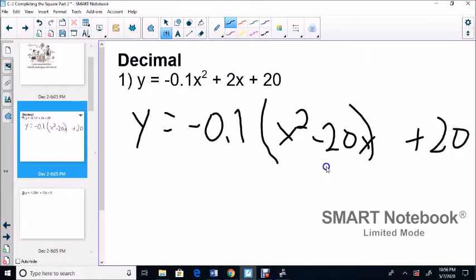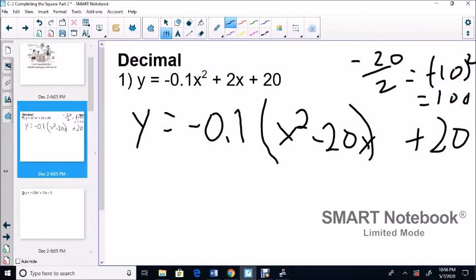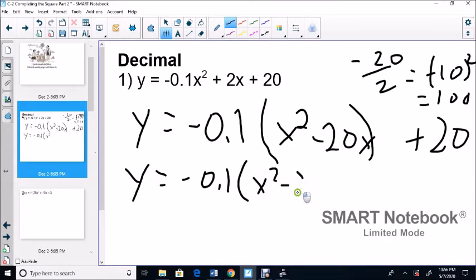Now I take the minus 20, I divide it by 2, and I get negative 10, and then I square it, and I get 100. So I'm going to add and subtract 100. On the next line, I'll write a little bit smaller. y equals negative 0.1 x squared minus 20x plus 100. Always the plus goes first. Minus 100 plus 20. So we added the 100 and subtracted.